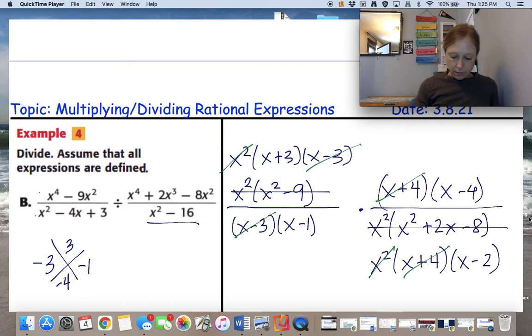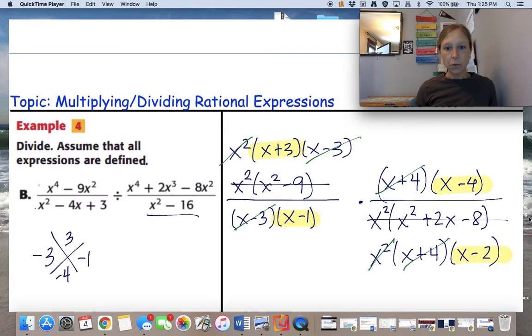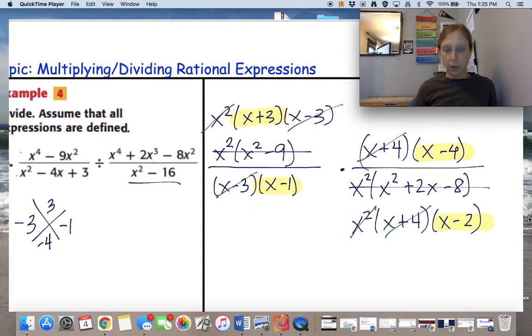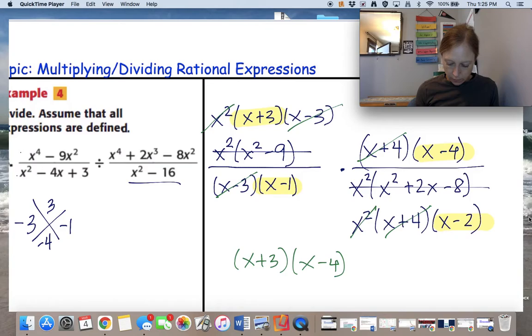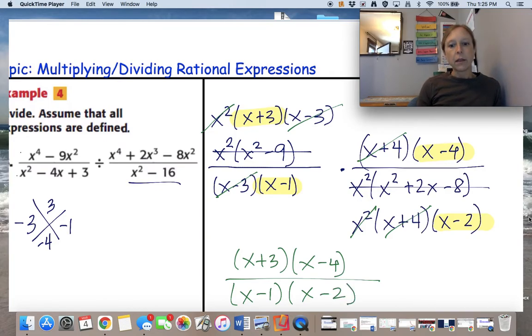Anything else? I'm going to highlight what I see left over because this is looking kind of messy. Anything else matching up? Nope. That means we're ready to multiply and write out our answer. So our answer is x plus 3 times x minus 4 all over x minus 1 times x minus 2. We're assuming everything's defined, and you can leave your answer in factored form.